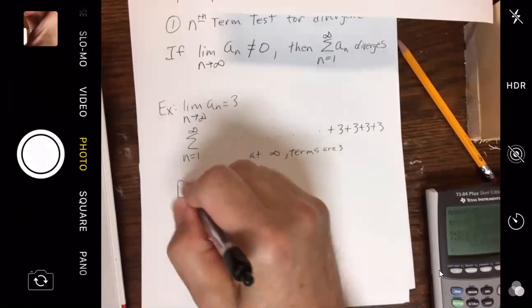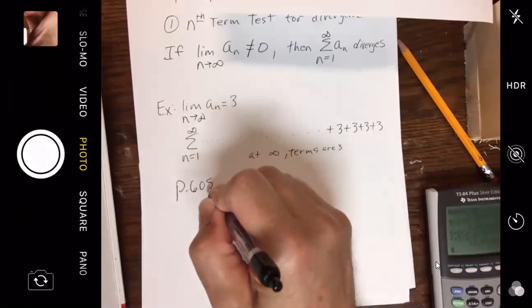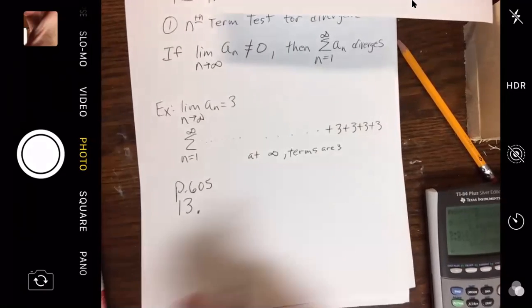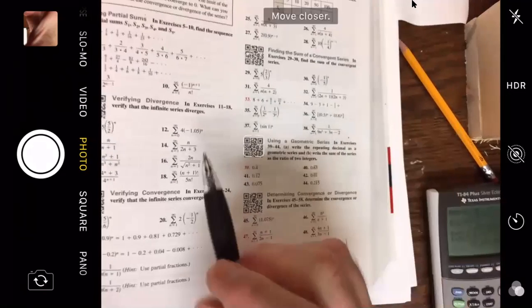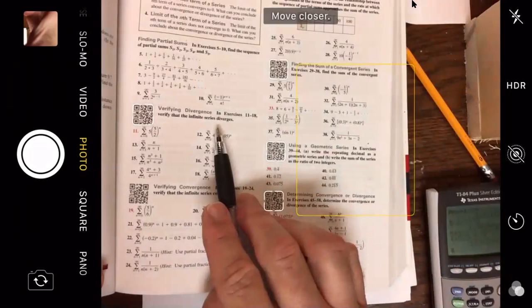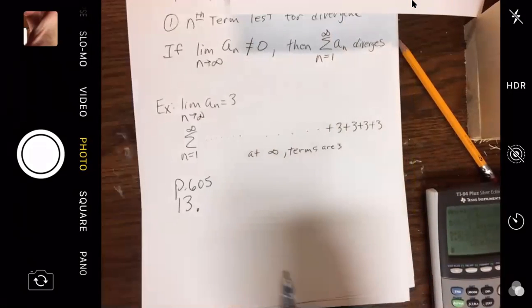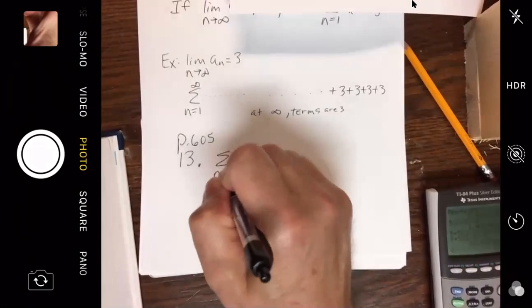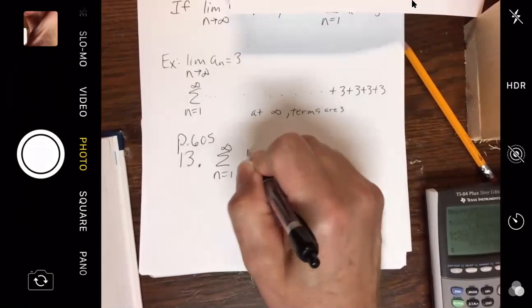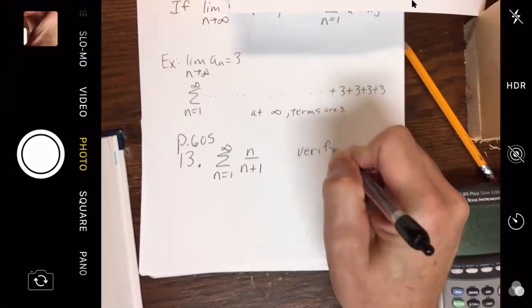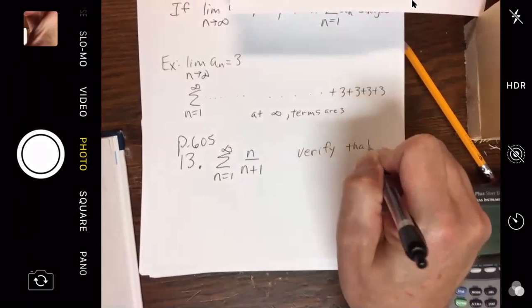Page 605. Try problem 13. They're telling you that it's diverging, and they want you to come up with the argument. Okay. So you take the summation n equals 1 to infinity of n over n plus 1. Verify that it diverges.